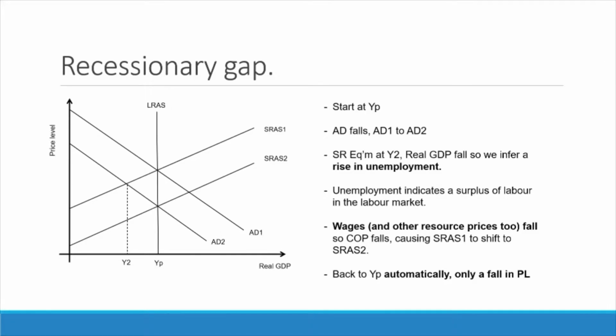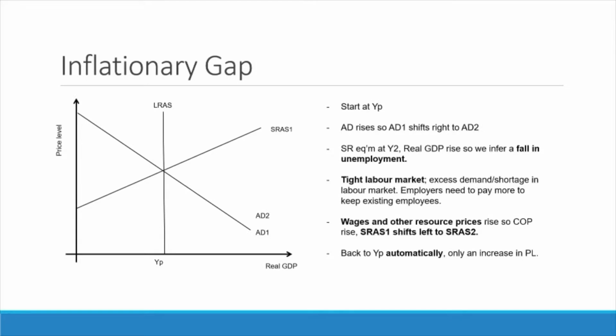Here, the economy is at equilibrium, but imagine the aggregate demand rises and the AD curve shifts right, causing an inflationary gap. Real GDP rises to Y2, so we can infer a fall in unemployment. Unemployment falls below the natural rate since Y2 is greater than YP. This shows that there is a shortage in the labour market, and the quantity demanded of labour by firms is greater than the quantity supplied by workers.